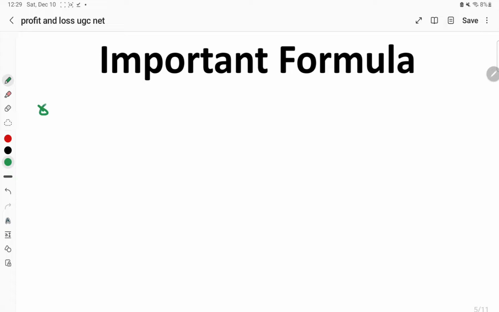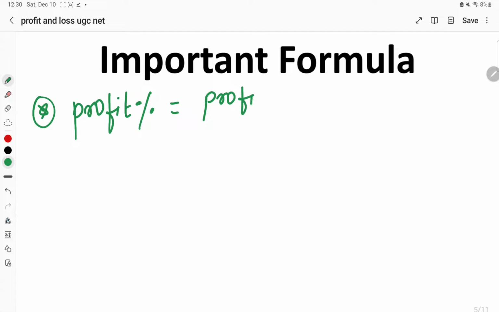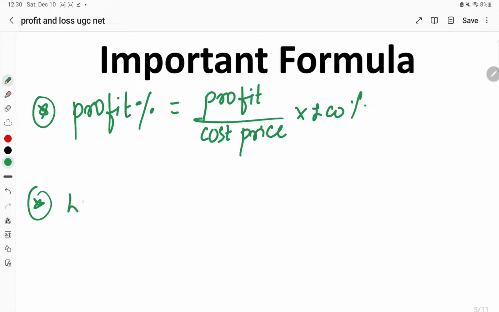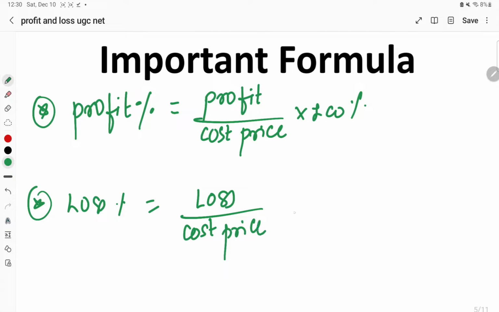Okay, besides this, if they ask us to calculate the profit percentage, that is the profit in terms of percentage, how can we calculate? Formula is profit upon cost price into 100 percentage for the profit percentage. Similarly, for the loss percentage, the formula is loss upon cost price into 100 percentage. So these are the two formulas if we have to calculate the profit and loss in terms of percentage.